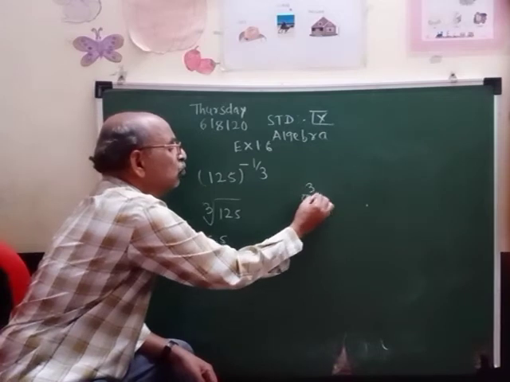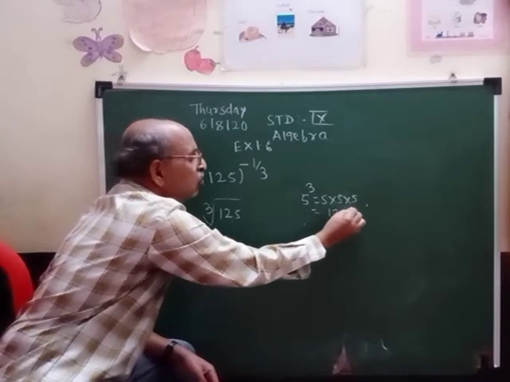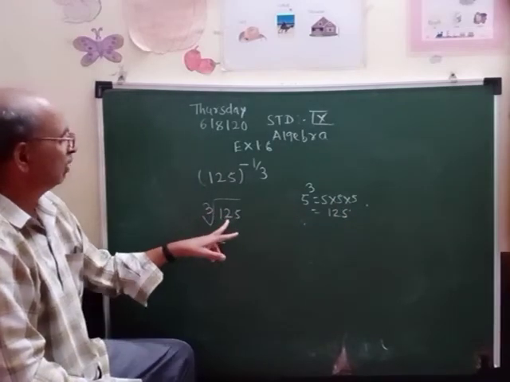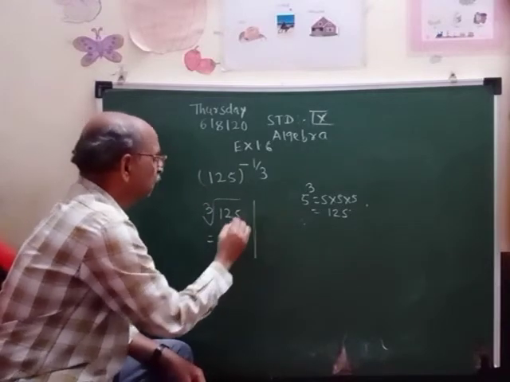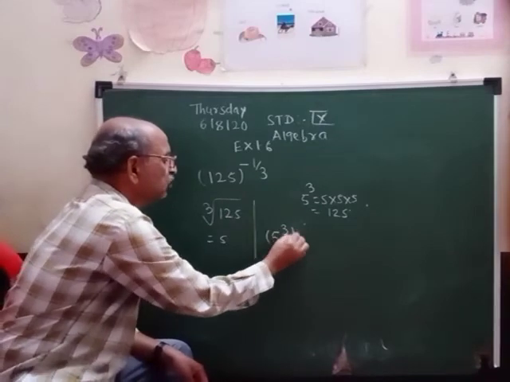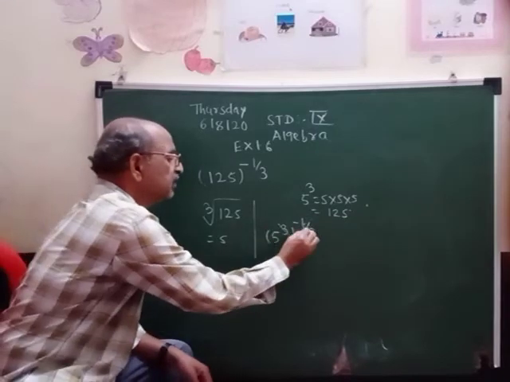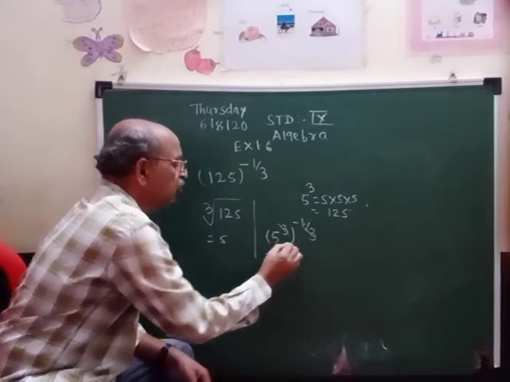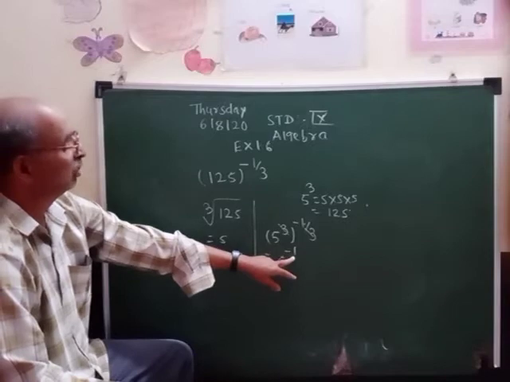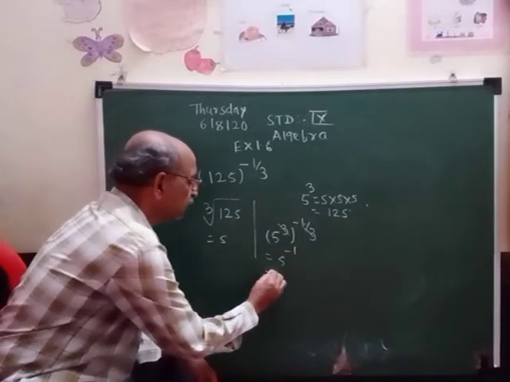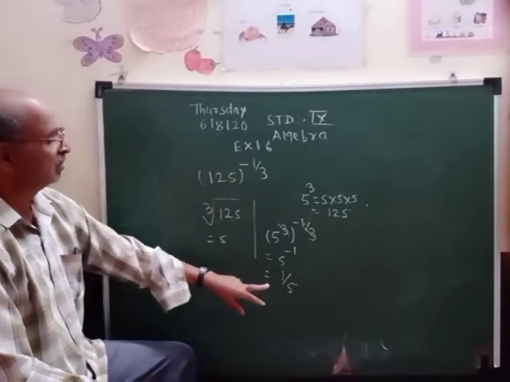You know 5 cube is 5 into 5 into 5. So 5 5s are 25, so 25 5s are 125. So the cube root of 125 is 5. So this you have found out. Now 125 is nothing but 5 raised to 3, and 5 raised to 3 is raised to minus 1 upon 3. So these 3s will cancel and it will become 5 raised to minus 1. But according to our indices rule, we never keep the index negative. So when we take it to the denominator, it will become positive. So the answer is 1 upon 5. So 125 raised to minus 1 upon 3, the answer is 1 upon 5.